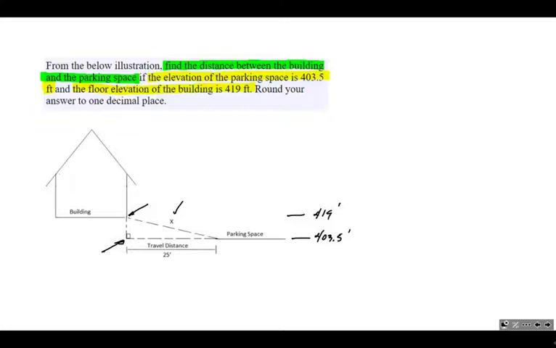If we want to find this distance, we need this dimension on our triangle. We know that this dimension is 25 feet, so we need the vertical dimension. We do that subtraction, and we end up with 15.5 feet. Now we can sketch ourselves a little right triangle. We've got 25, 15.5, and x, or sometimes we call this the hypotenuse, c, in a right triangle.